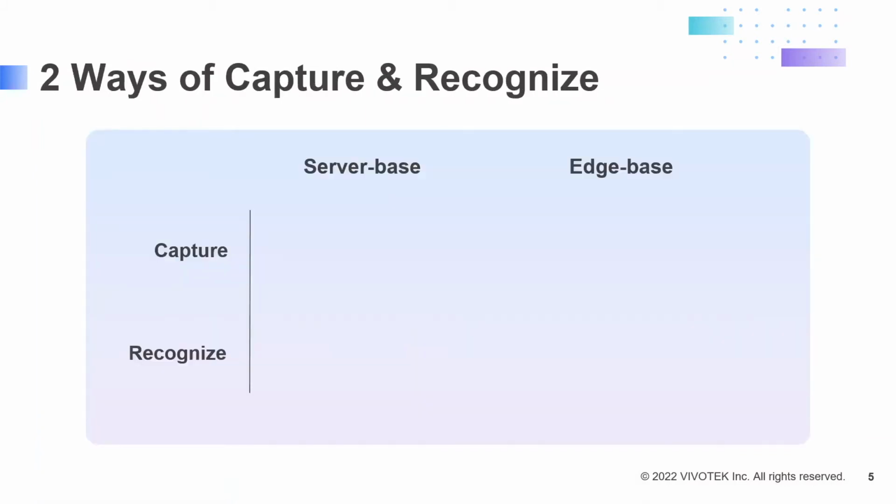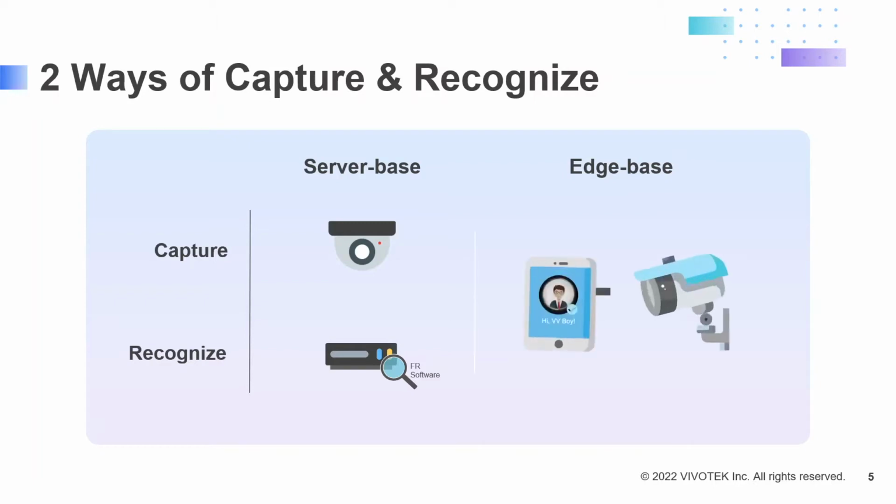Remember the two approaches to facial recognition? The first one is called a server-based approach, and the second one is called an edge-based approach. And these two approaches deal with the first 2 steps, which is capture and recognize, a little bit differently in terms of the hardware that's involved. For server-based, it utilizes a network camera for image capturing and a separate facial recognition software for recognition. On the other hand, the edge-based approach is one device that does it all. So this device is usually in the form of a camera or a tablet that does both capture and recognize in a single device.